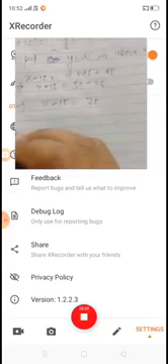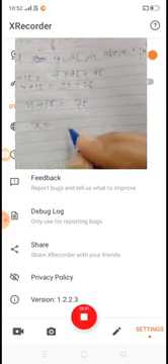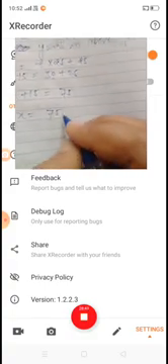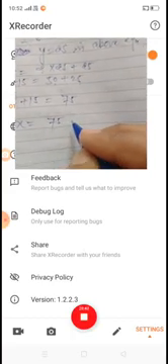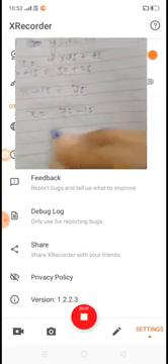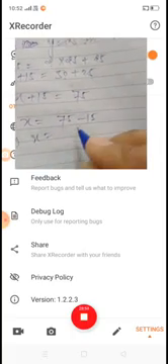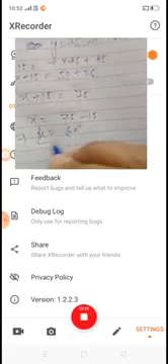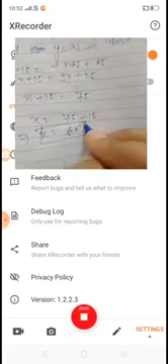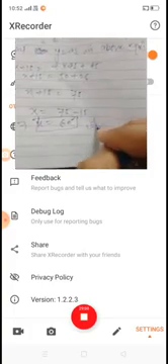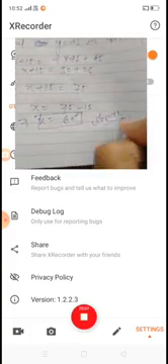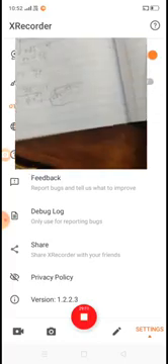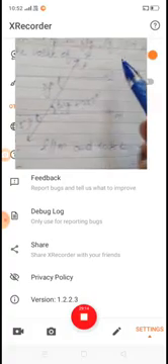Now x is equal to 75 minus 15, which is 60 degrees. So the value of x is 60. Okay, this is your answer. Okay, so dear students, let's see once more.